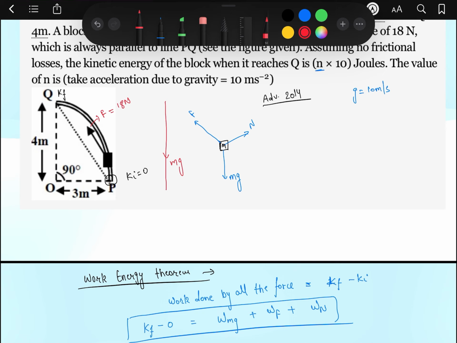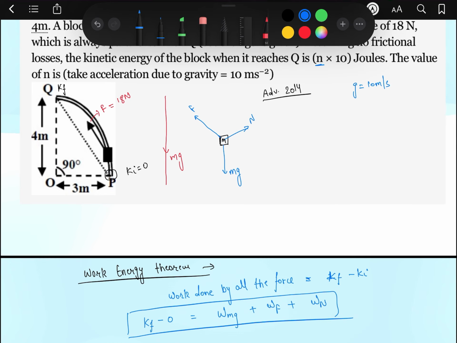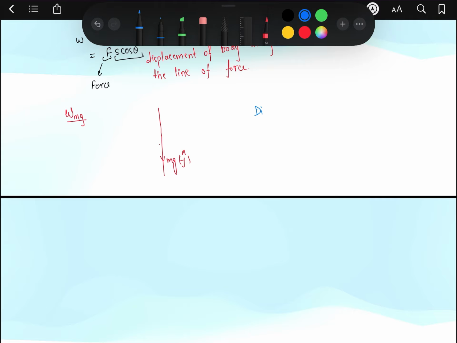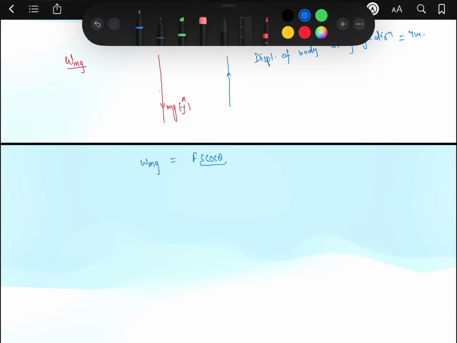Then what is the work done by this mg, and what is the displacement of this body along this line? The displacement of the body in y direction is 4 meter. Since the displacement is in the upward direction and the force is acting in the downward direction, the work done by mg I will write as F S cos theta. So this S cos theta is the displacement of the body along the line of force, but it is opposite to the line of force.